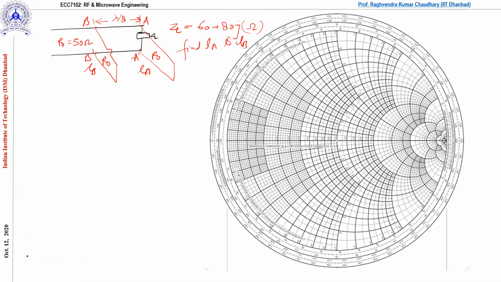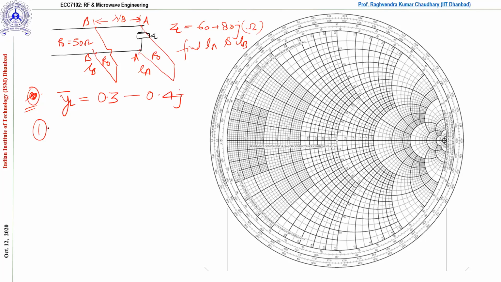Okay. So first, because the load impedance is already given to you, you can find YL bar. What is YL bar? This is 1 upon ZL. Correct. A normalized one, if you try to find it, you have to divide by R naught. So 0.3 minus 0.4J. This is YL bar. Means if you indicate over the Smith chart, this is the location of the point.